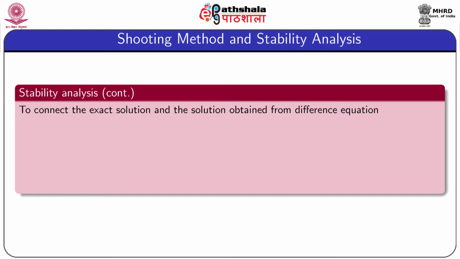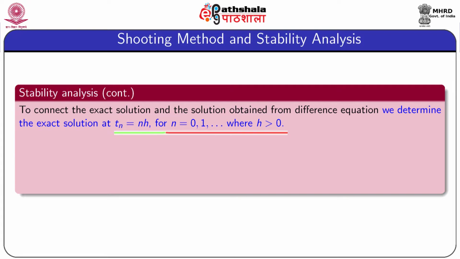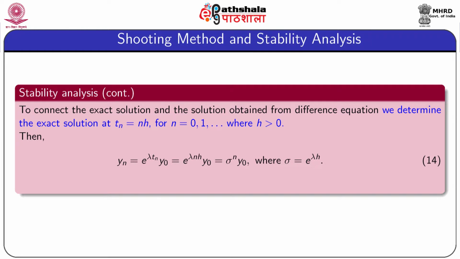Now, to connect the exact solution and the solution obtained from the difference equation, we determine the exact solution at different values of t, that means at t n equal to n into h, for n equal to 0, 1, 2 and so on, and h is any positive number. This is called the step length. Then y n equal to e to the power lambda into t n, whole into y0. This is equal to e to the power lambda into n h into y0, equal to sigma to the power n into y0, where sigma is taken as e to the power lambda h.